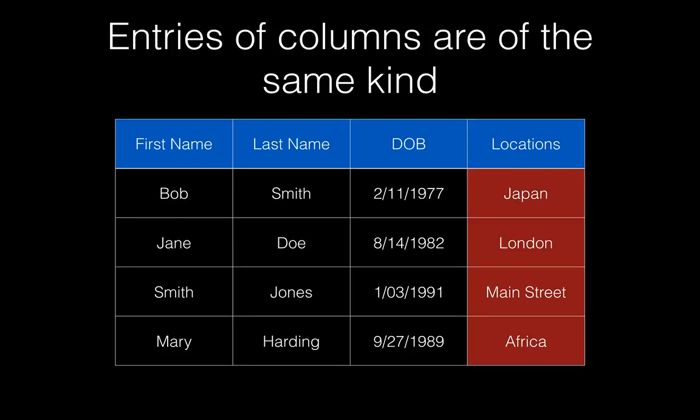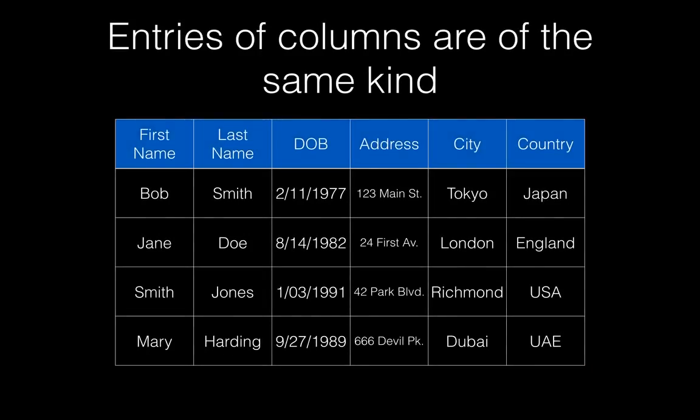Additionally, every entry in the column must be of the same kind, meaning that if we had a list of locations like this, where some of them name countries, others name cities, and some even streets, we're not following the first normal form. Instead, we'll divide it up into multiple columns like this, where there is an address column, a city column, and a country column. That way, all the entries in our columns are of the same kind of data.